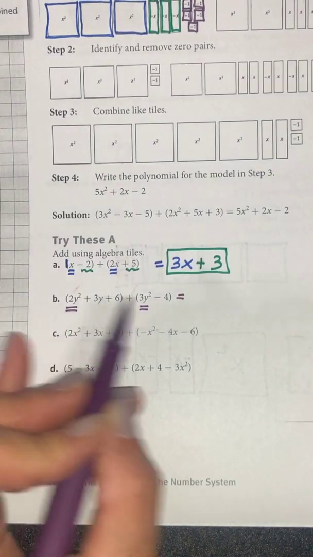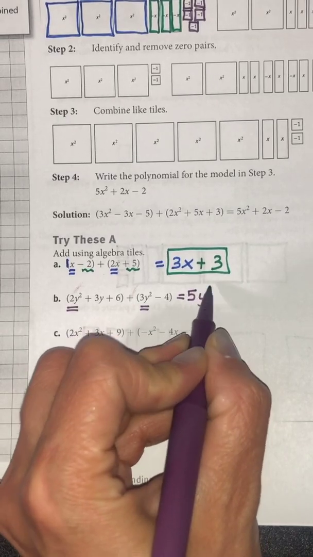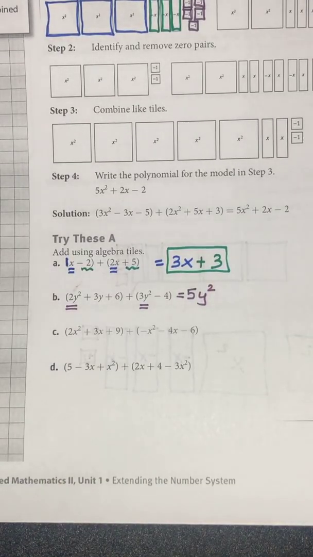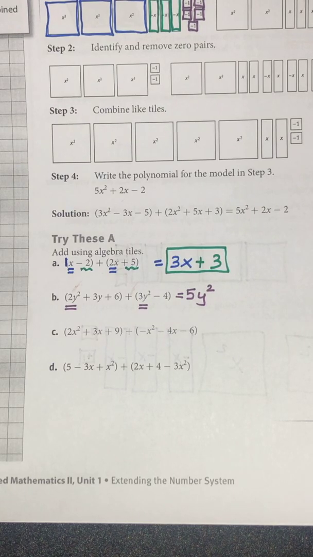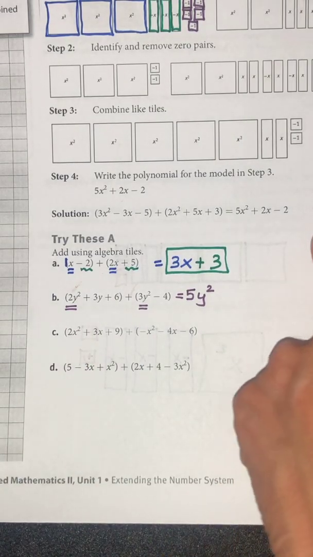So 2y squared plus 3y squared is 5y squared. Notice how the only thing that changed was the number in front of the letter. The exponent stays the same because we're not multiplying, we are just adding. So we're just adding like terms. We're adding up how many y squareds there are, pretty much.